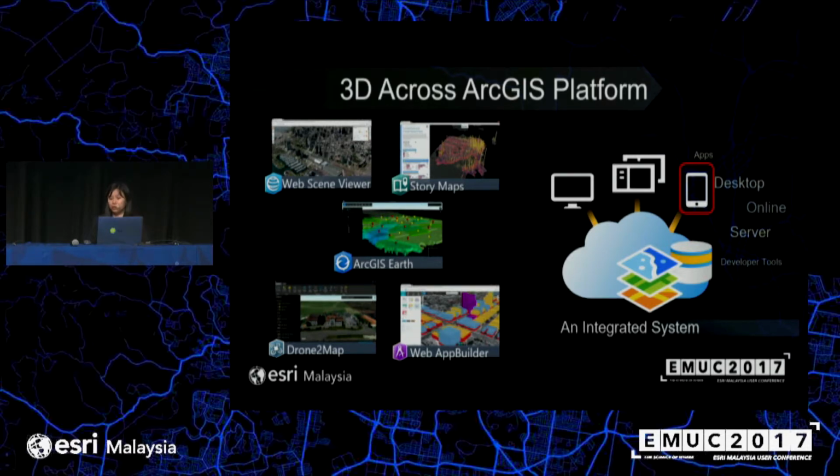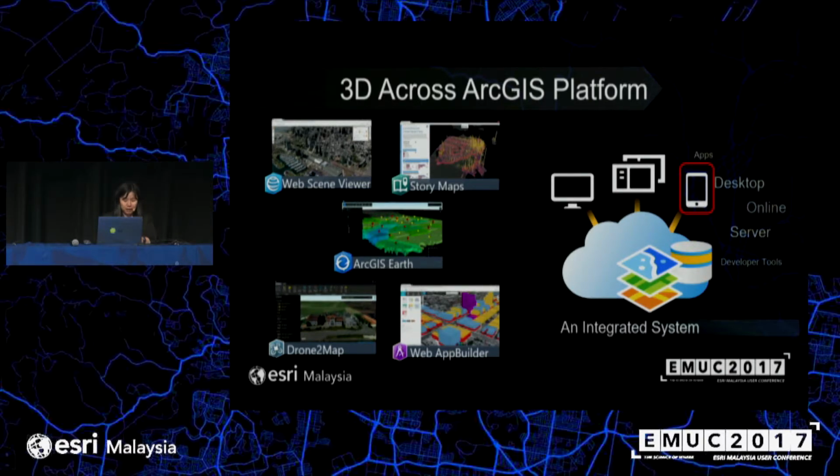Third is the Web Scene Viewer. You can use the Web Scene Viewer to view a 3D map in any standard web browser. Fourth is about Web AppBuilder. You can use Web AppBuilder to build powerful 3D GIS apps without writing a single line of code. Last is about Story Map. You can combine a 3D map with narrative text, images, and multimedia content to show how beautiful your city and your country are.